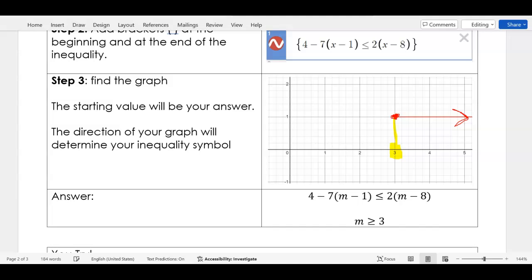And then here's the next question. How do you know if it's underlined or not? If the original is underlined, the answer will be underlined. If the original is not underlined, the answer will not be underlined, okay? So when it gives you the little graph, that's going to tell you a couple things. What's the number, which direction? You should be able to write your own inequality.